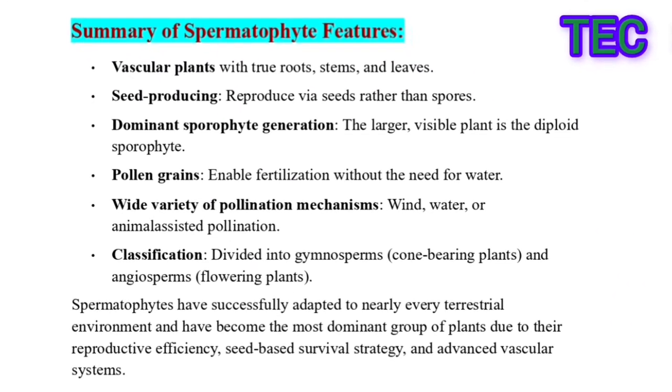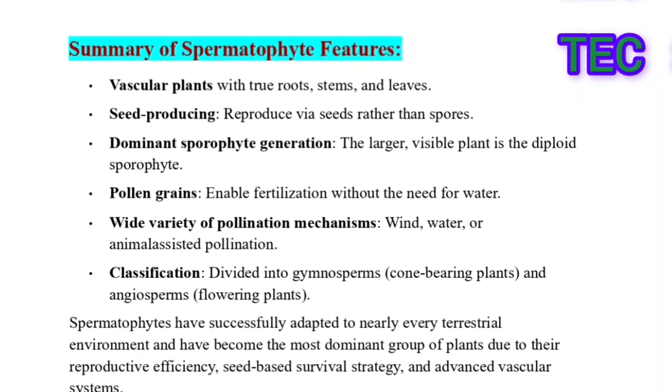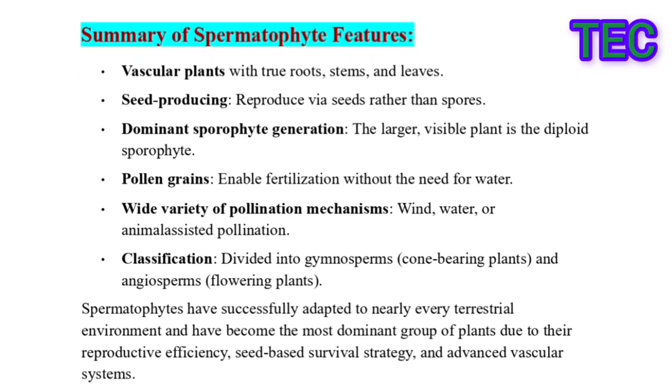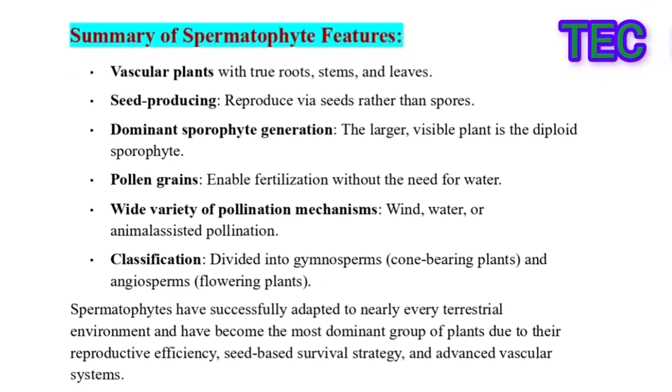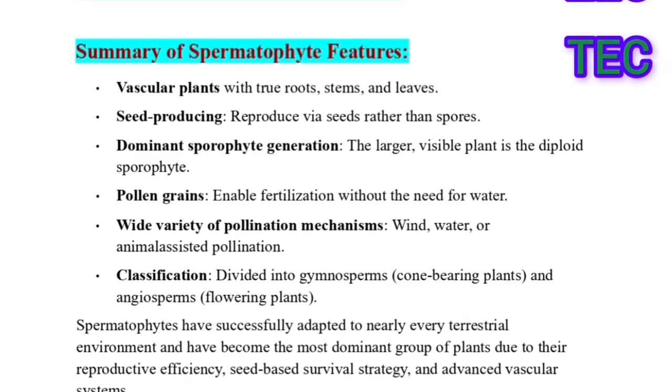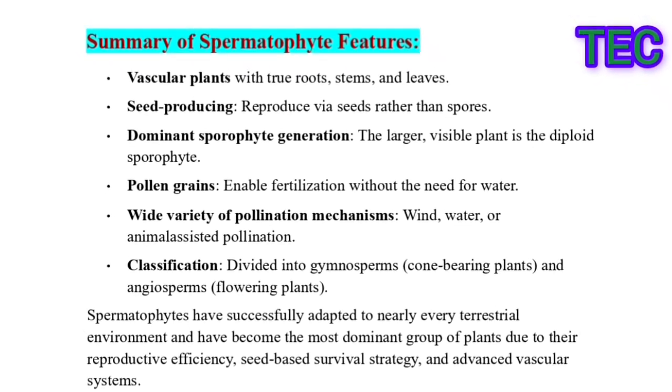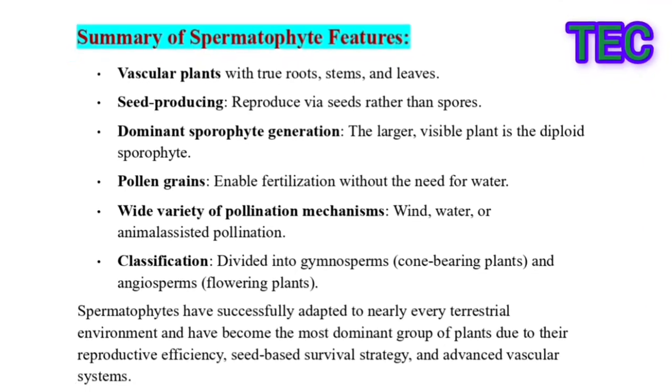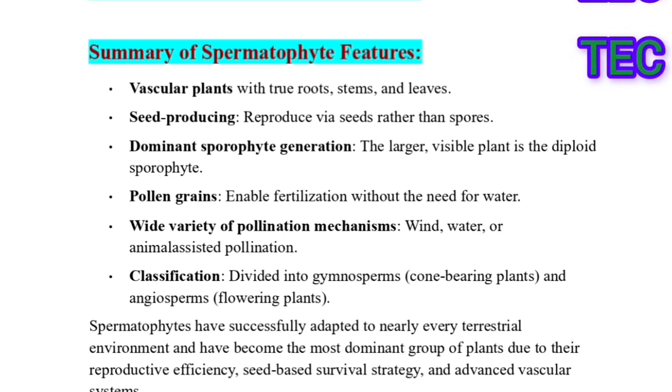Now, summary on spermophyte features: vascular plant, which we talked about, seed producing, dominant sporophytes, regeneration, pollen grains. Those are the few things you go through. Wide variety of pollination mechanisms, like wind, water, or animals.